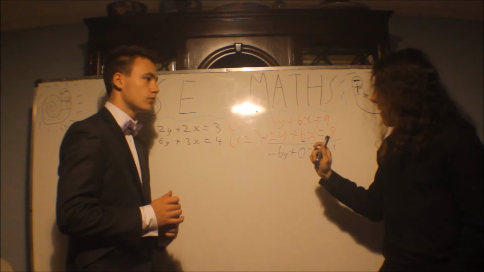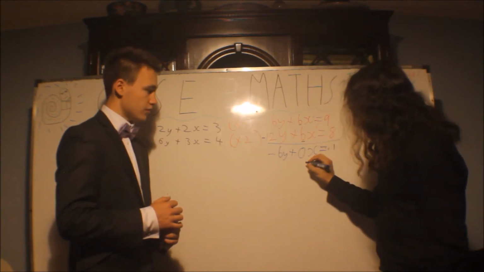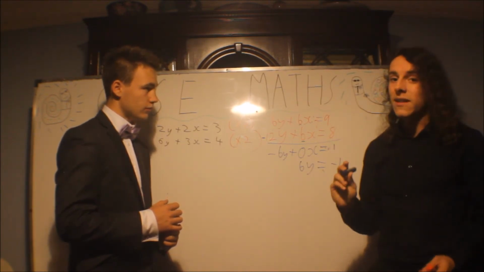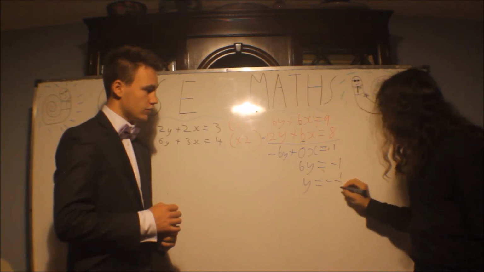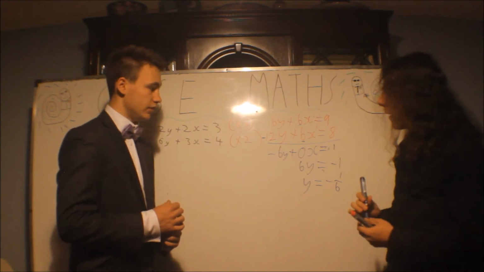So, now we want to get rid of this minus, so we swap them over. Yep. So it becomes 6y equals minus 1. Then we divide both sides by 6. Into y equals minus a sixth. This is quite mean, but it might be in the calculator paper, so it won't be that bad.